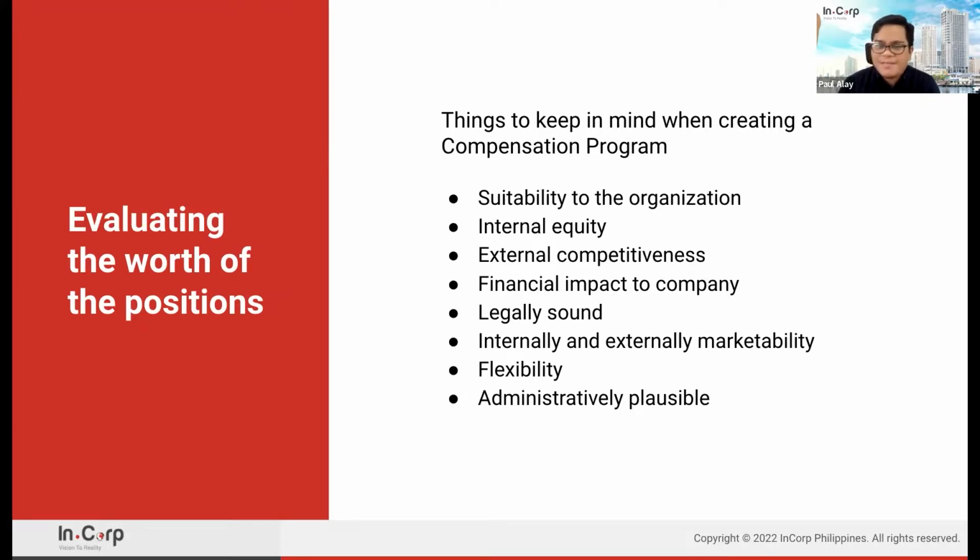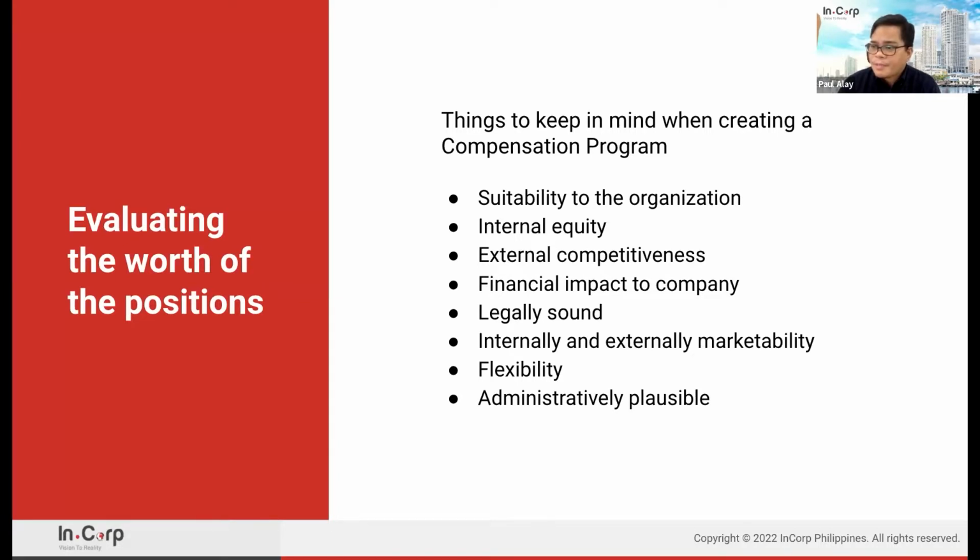There should also be external competitiveness, because it won't really matter how good the compensation program is if it doesn't actually compete with your competitors externally. So let's say, for example, your competitors are paying above the median of the market. If you'd be paying lower than the median of the market, chances are there's a better chance of the talent going for your competitor instead.